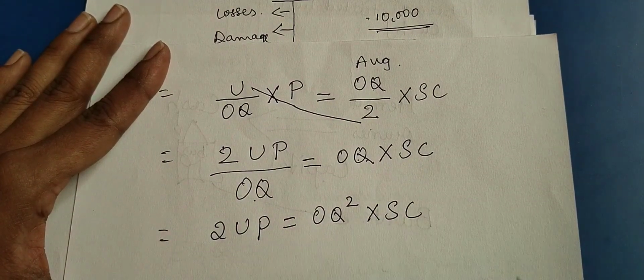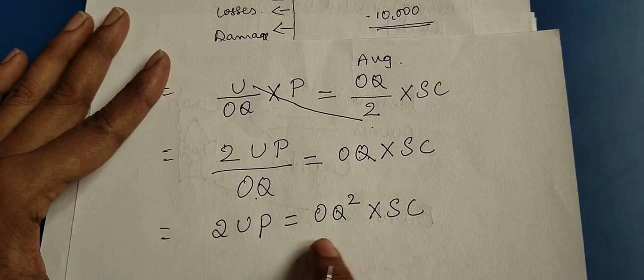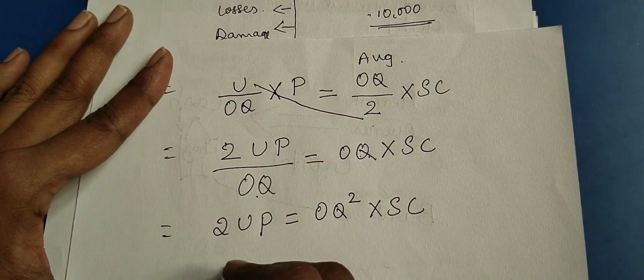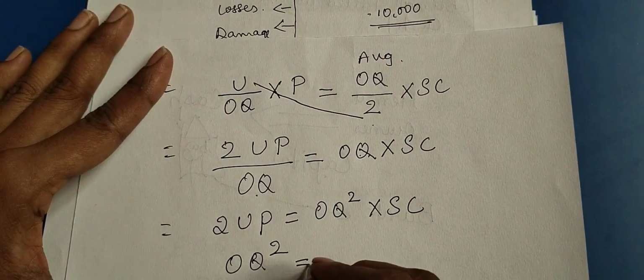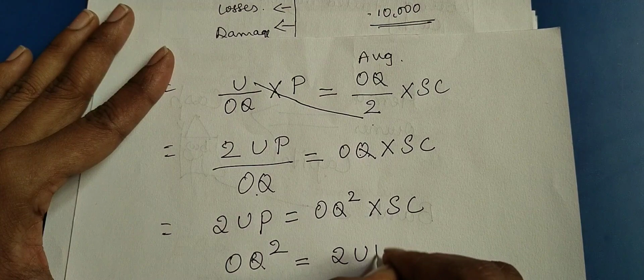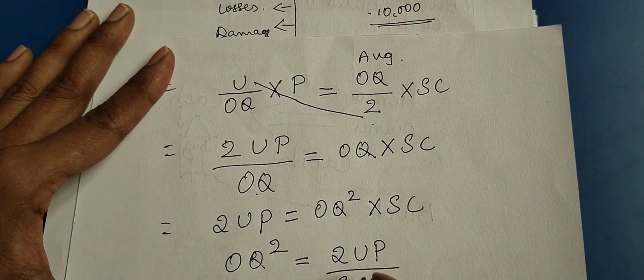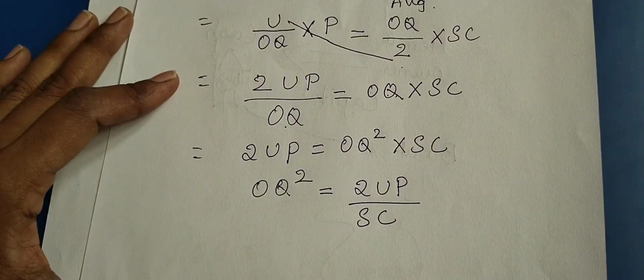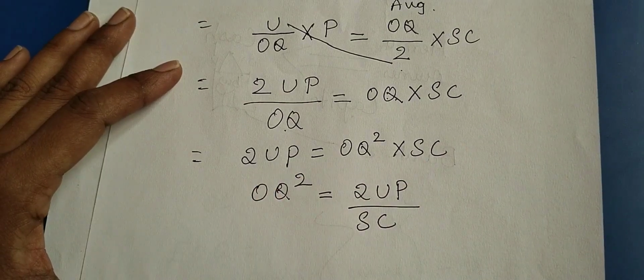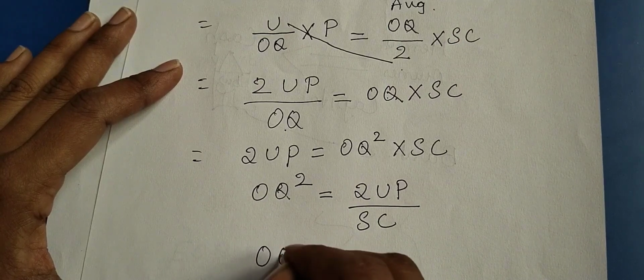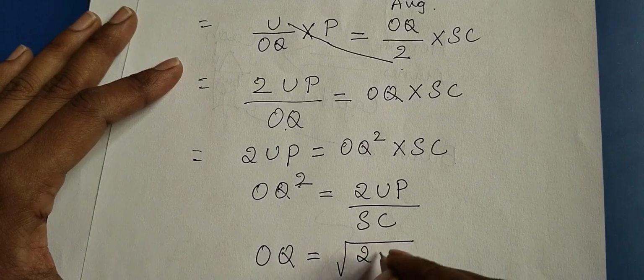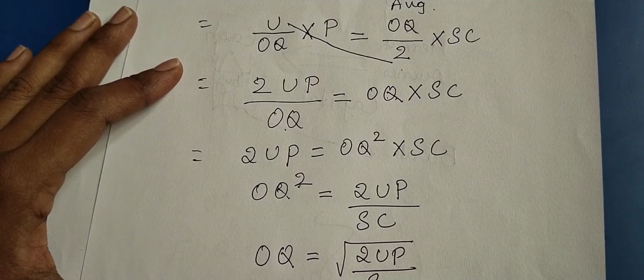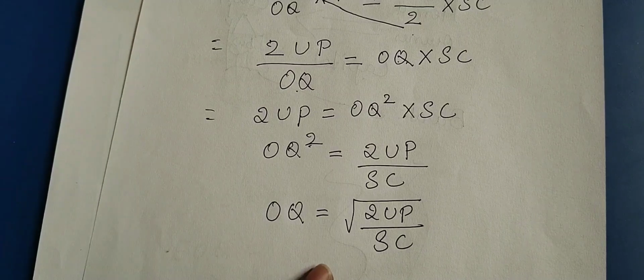Now what do I need to calculate here? My ordering quantity. So I'll just change the place. I need to know my ordering quantity is equal to the square root of 2UP by SC. Right? Now ordering quantity is equal to, I'm just transferring the square root to this, 2UP by SC. Now, this is the formula you are using.